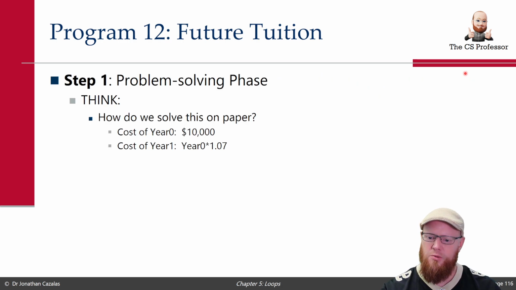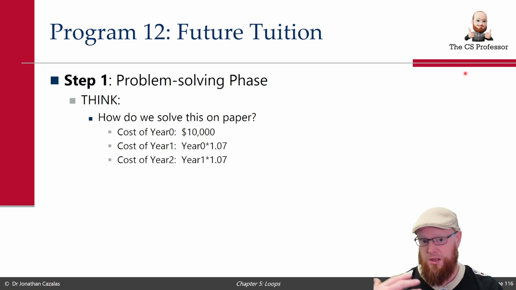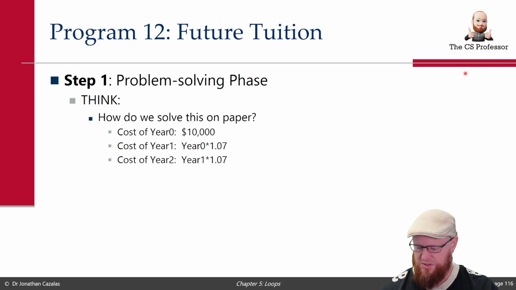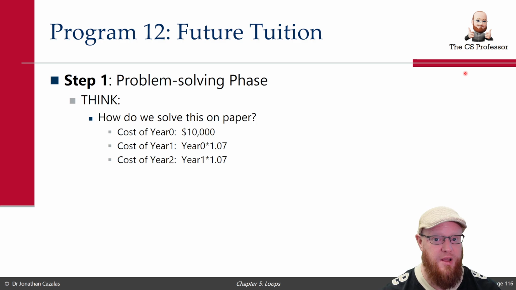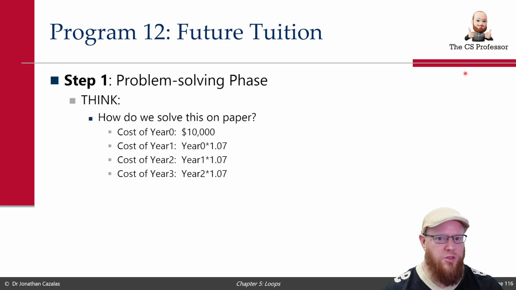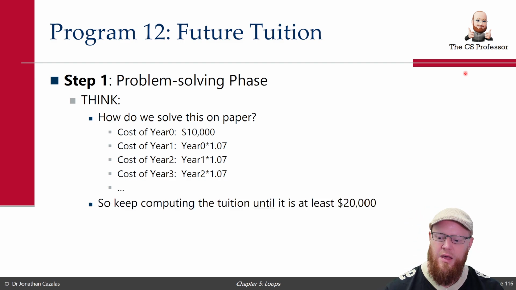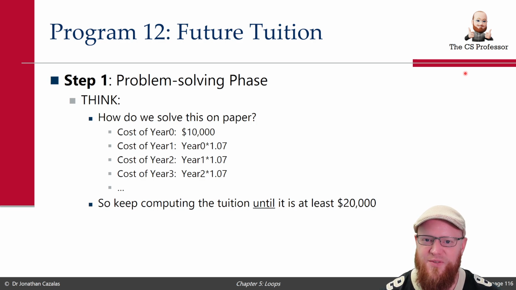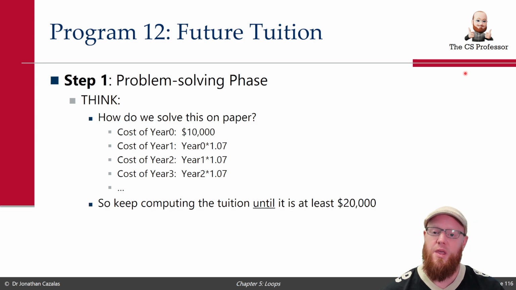So year zero, we said 10,000. Year one is the year zero amount times 1.07. Year two is that year one amount, which was 10,700, times 1.07, which is now 11,449, right? Year three is that year two amount times 1.07, and we keep doing this. How many times? We don't know how many times. Which loop is perfect if you don't know how many times? The answer is a while loop. A for loop is when you know how many times. In this case, we don't know how many times.